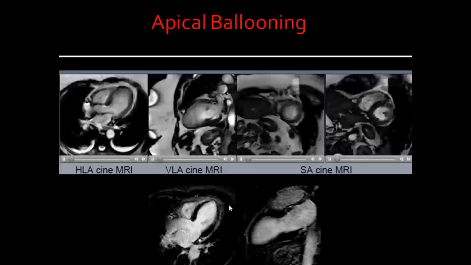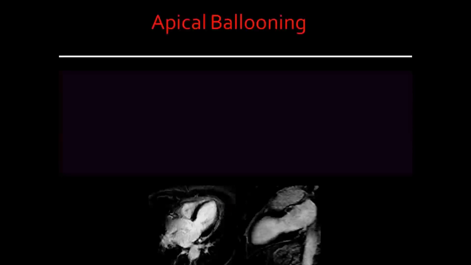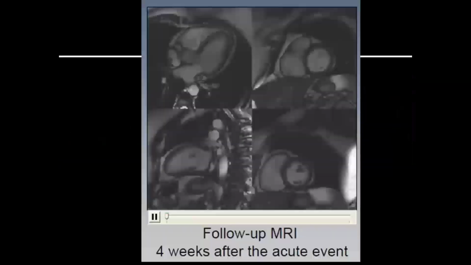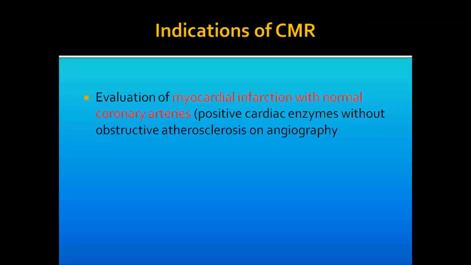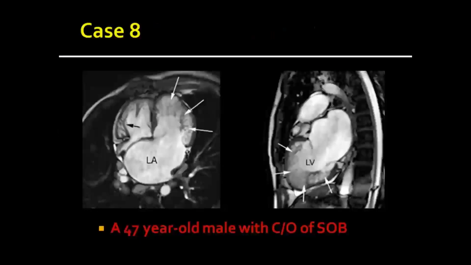And this is the viability. There's no scar. So area of akinesia with no scar would suggest what is called apical ballooning or Takotsubo cardiomyopathy. If you image this patient after a while, like 3 to 4 weeks, you will see that the patient regained her function after medical treatment and markedly improved. So another indication of cardiac MRI in patients when you suspect stress cardiomyopathy or Takotsubo.